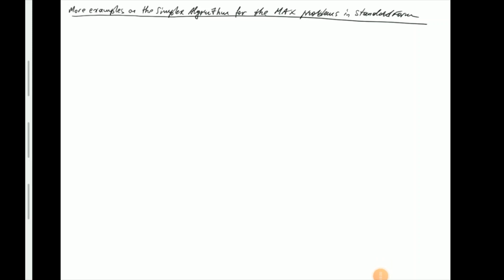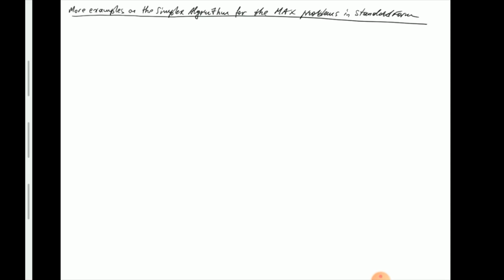Good afternoon. This will be the last lesson on 5.2 on the maximum problems in the standard form using the simplex algorithm. As I mentioned before, there will be one more lecture on solving the minimum problems in the standard form, and we will skip then the non-standard form, and that'll be it for chapter 5.